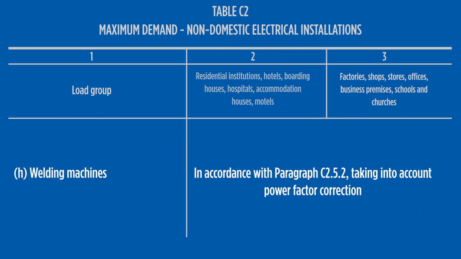Load group H of Table C2 covers welding machines. A definition of loading for arc and resistance welders is covered by section C2.5.2 and will be explained as a load group allocation for these machines is made. As previously stated, this example is for a three-phase factory unit.